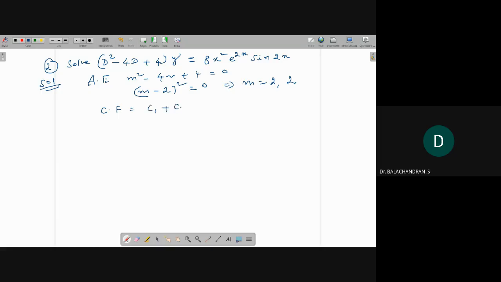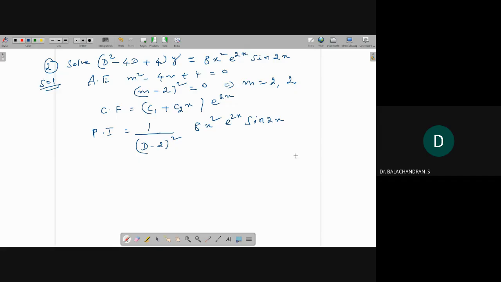So the complementary function is C1 plus C2 x into e power 2x. The particular integral is 1 by d minus 2 whole square, 8 x square e power 2x into sine 2x. So again, this is actually algebraic exponential sine ax.